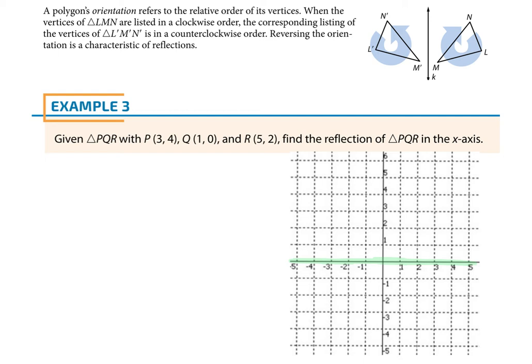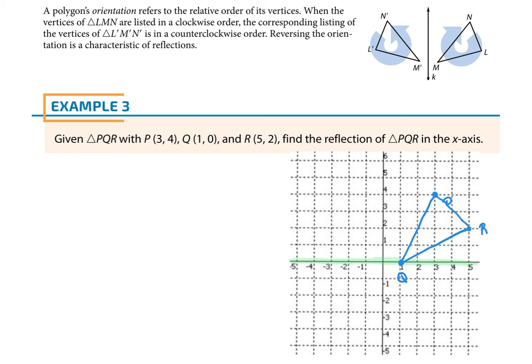We have the point 3, 4. You want to plot it and label it P. You have the point 1, 0. And then you have the point 5, 2. All right. And so we have a triangle here, and they want us to reflect it across the x-axis.